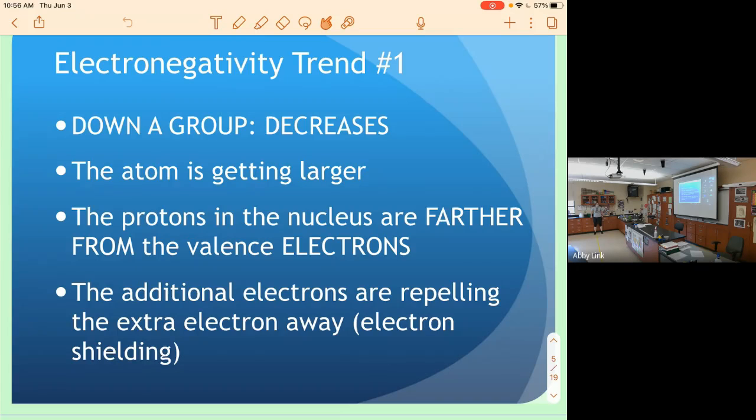There's a couple of reasons. The biggest reason is that the atom is getting larger, and as the atom gets larger, you're going to have more electron shielding going on. All of those other electrons are blocking the nucleus from attracting other electrons. That positively charged nucleus just doesn't really have a desire to gain another electron. It's like, I have enough to deal with here.